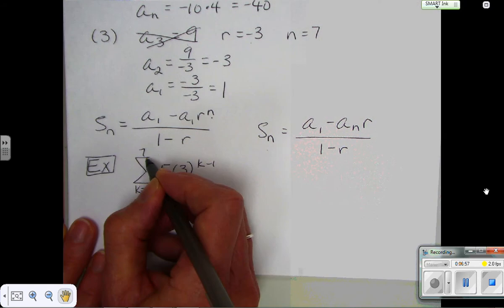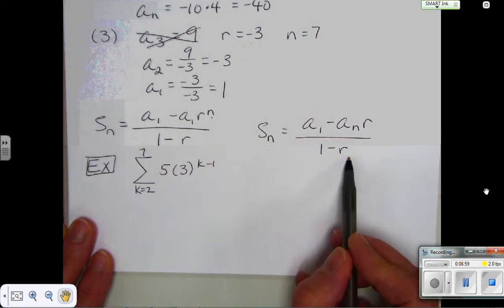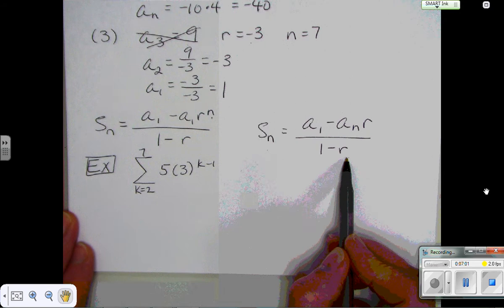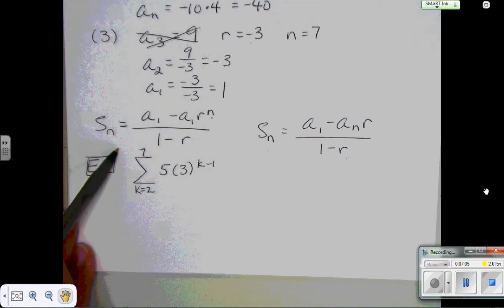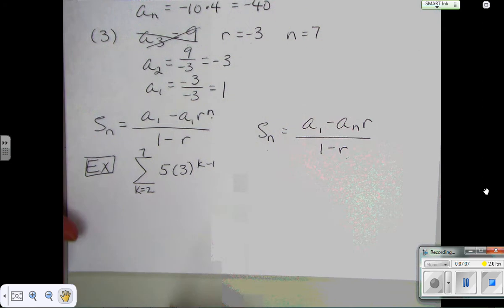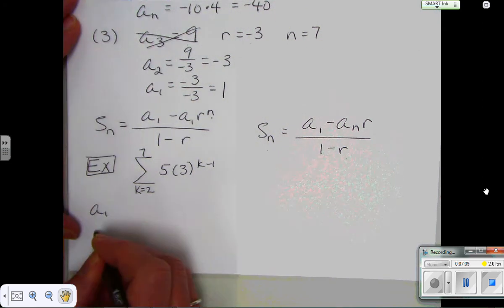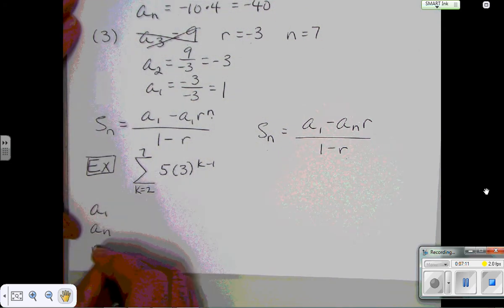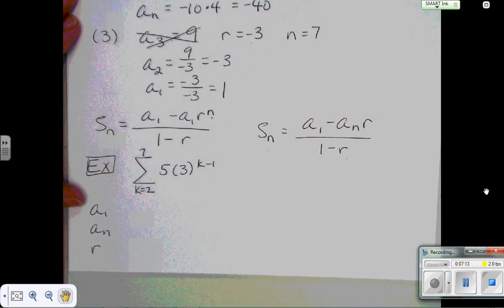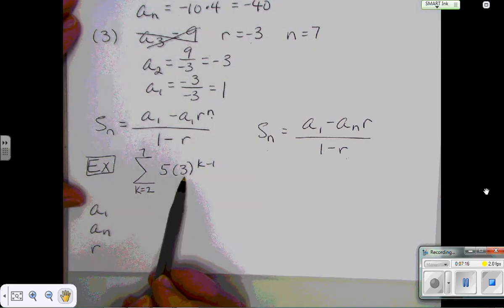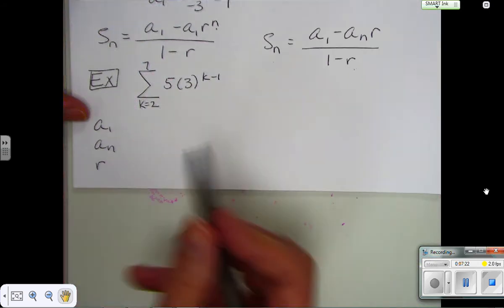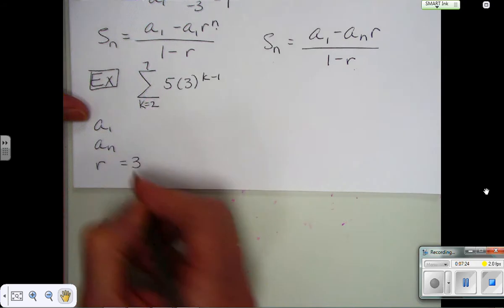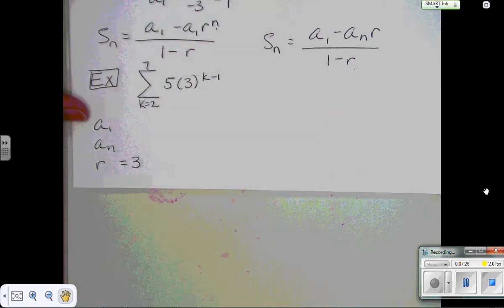All right, so I'm going to use this second equation. The paper shows you how to use the first one. I'm going to use the second one. So I need to find a sub 1, a sub n, and whatever r is. R is going to be your number that's raised to a power. It's whatever number has the exponent. So for this one, r is going to be 3. So that one's easy to find.